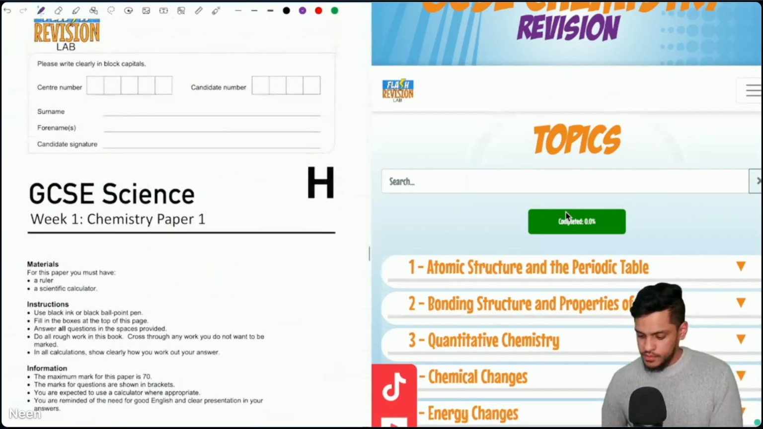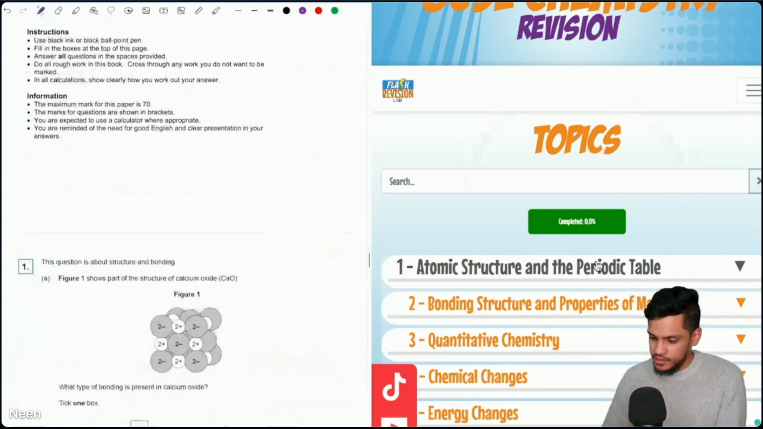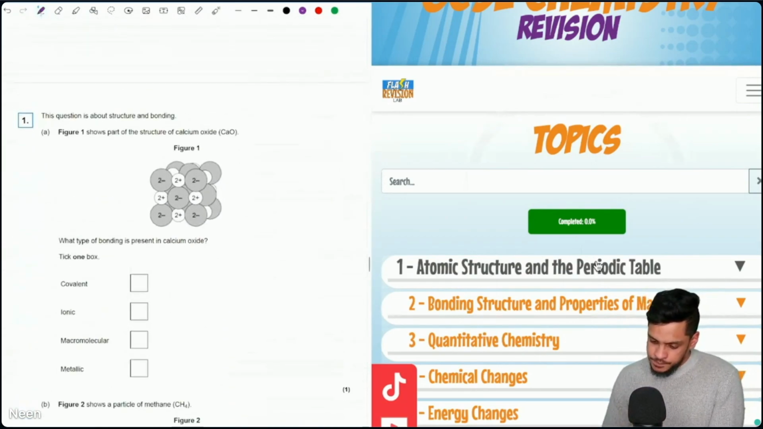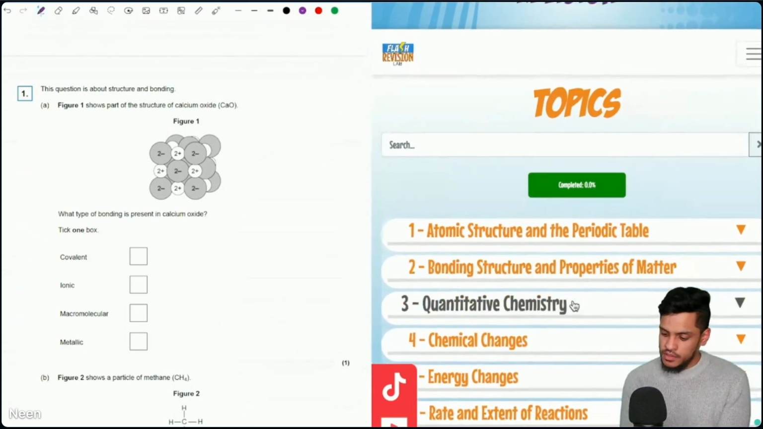All right, so chemistry. Again, we're going to start off easy and you're going to get the harder questions at the end. So first, questions about structure and bonding. What type of bonding is present in calcium oxide? What do you guys think?